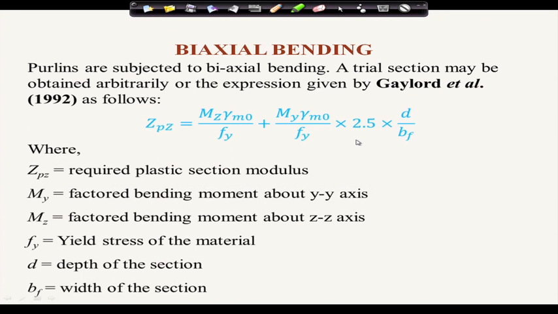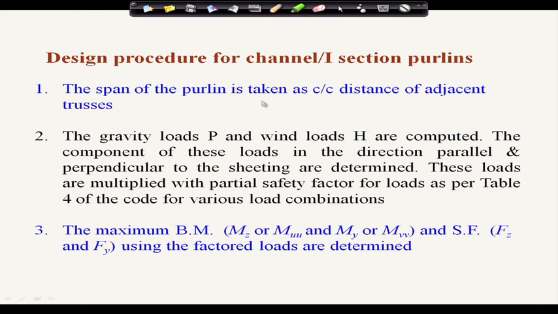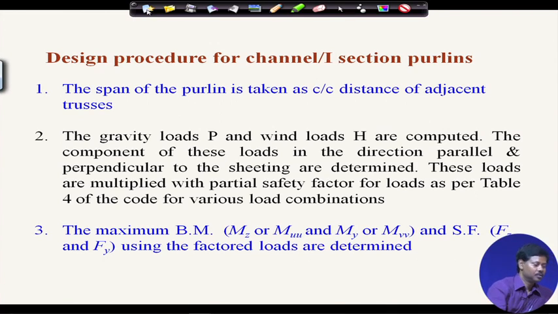Say, for example, to design a channel section or I section, the design procedure is different from that for an angle section. So, first we will discuss the design procedure of the channel section or I section. In this case, we start by finding out the span length of the purlin, which is the center to center distance of the adjacent trusses.